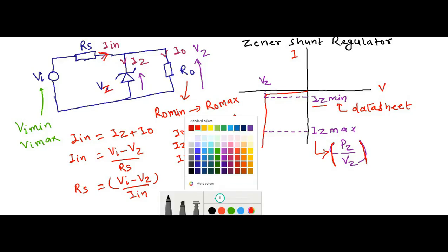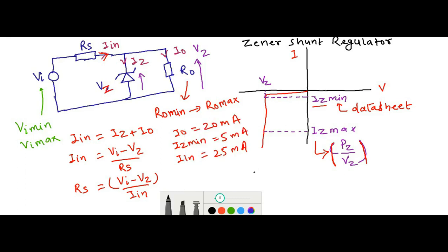So now you got the value of I in, and based on this I in value you can calculate the value of your Rs. Rs equals Vi minus Vz divided by I in, and you can replace this I in by 25 milliampere. If you know your input voltage and your Zener voltage, you can easily calculate the Rs value. There is no doubt about it. How are you going to calculate the Rs value?